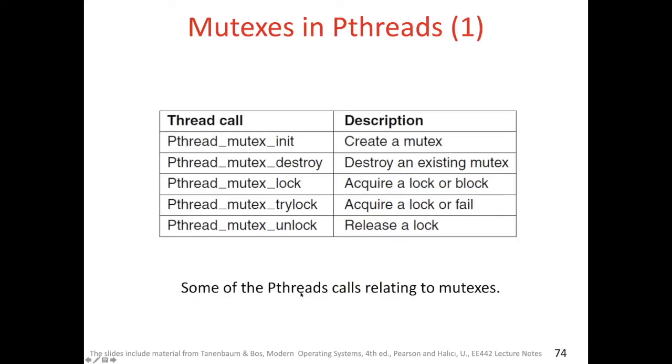Some of the Pthreads calls relating to mutexes. The name of the thread call is given here, and here is the description. Pthread mutex init, create a mutex. Pthread mutex destroy, destroy an existing mutex. Pthread mutex lock, acquire a lock or block. Pthread mutex trylock, acquire a lock or fail. Pthread mutex unlock, release a lock.